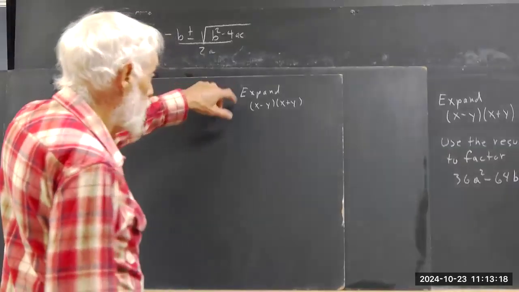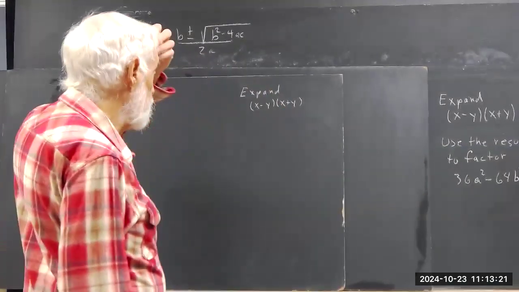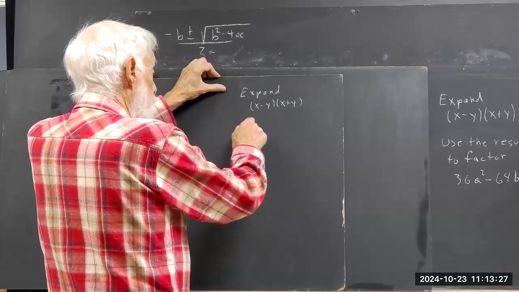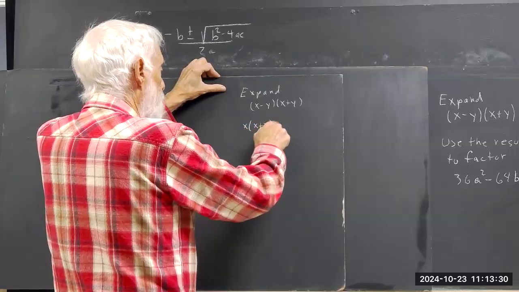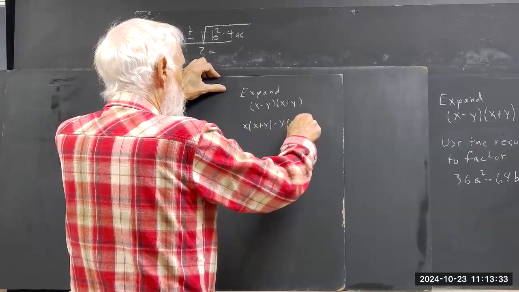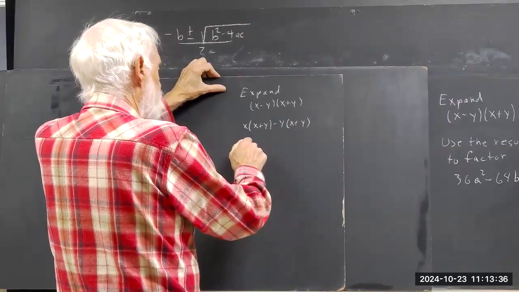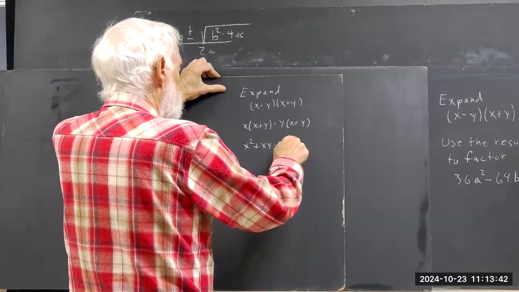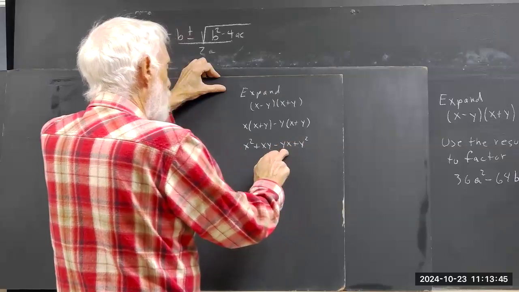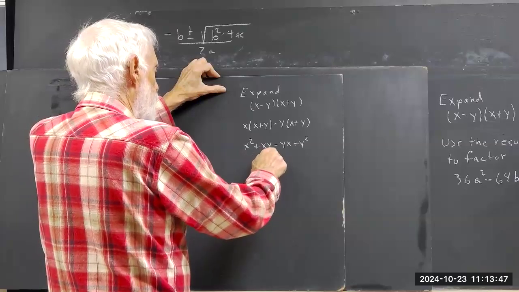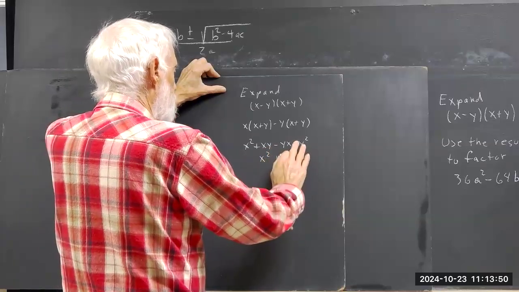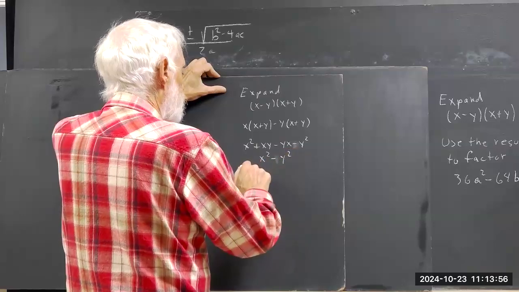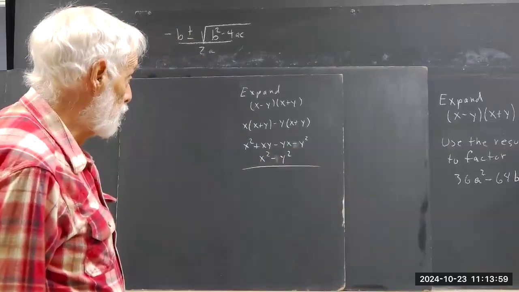Okay, so the first thing I asked on the quiz was to expand (x - y)(x + y). You use the distributive law: you get x times (x + y) minus y times (x + y). That equals x squared plus xy minus yx minus y squared. yx is the same thing as xy, so the middle terms cancel. This leaves you with x squared minus y squared.